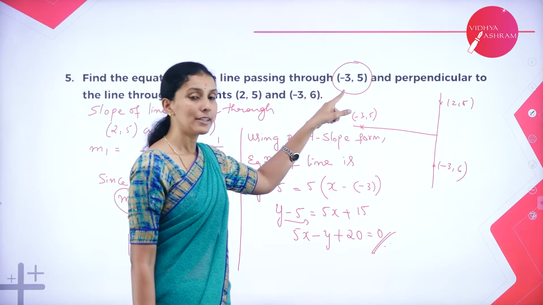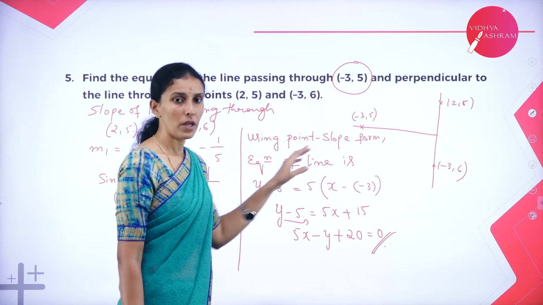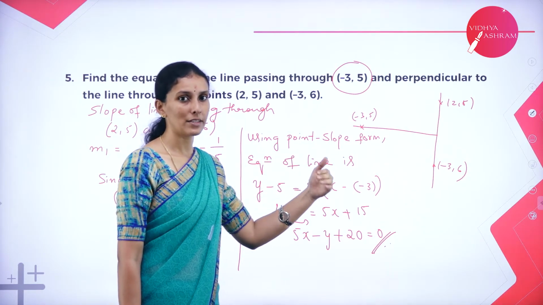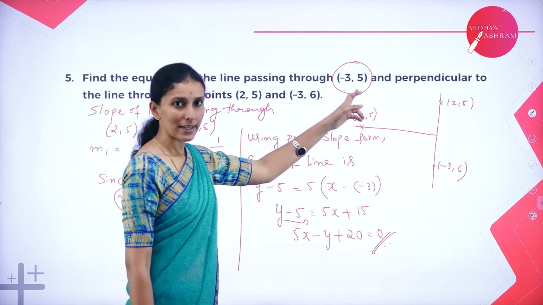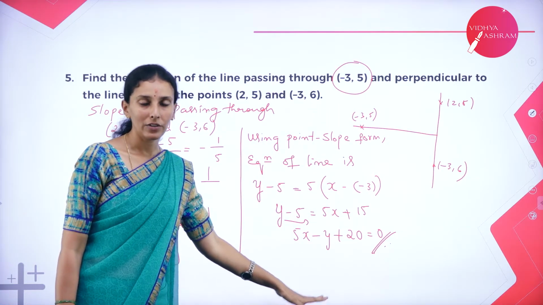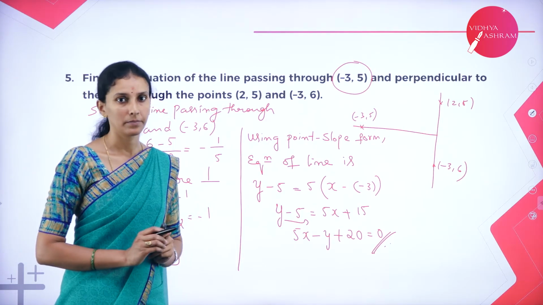Then they have given it as passing through minus 3, 5. So using point slope form, the general equation is y minus y1 is equal to m into x minus x1. Take this as x1, y1 and your m is given. Substitute it, rearrange it, you will get the equation of the required line.